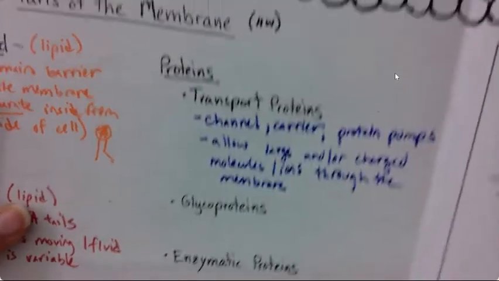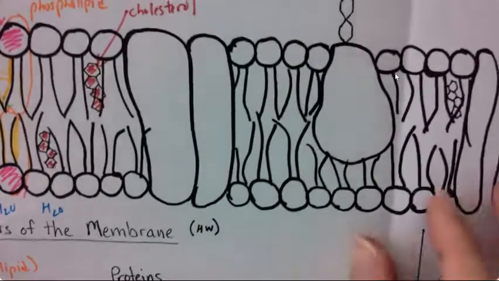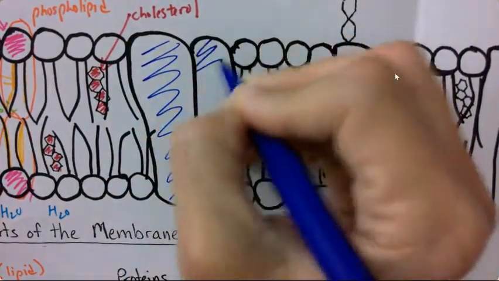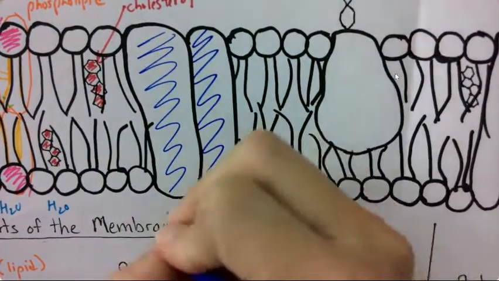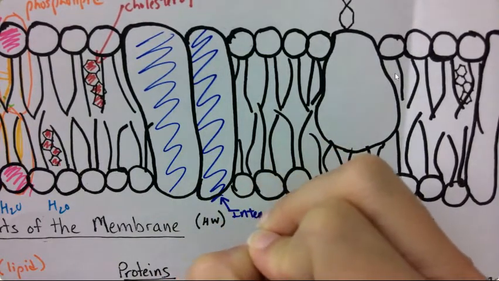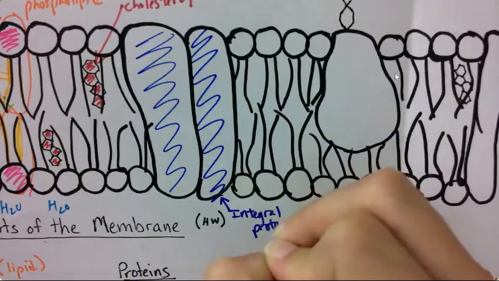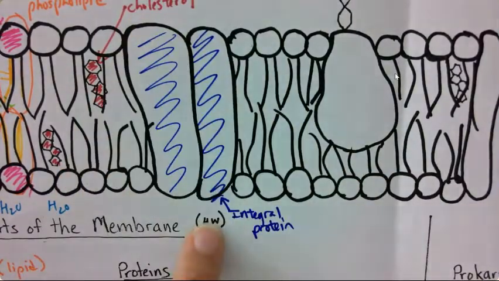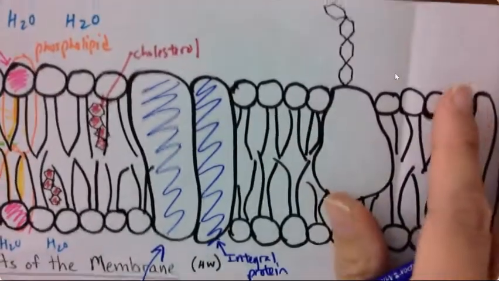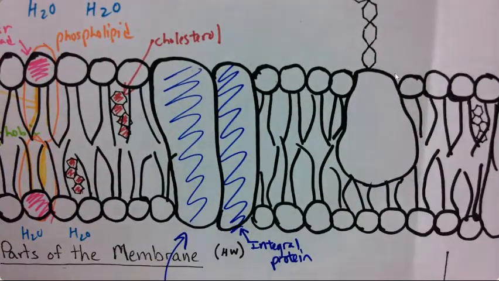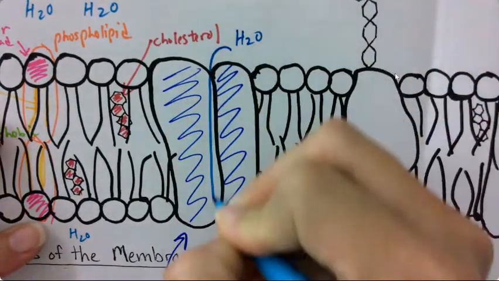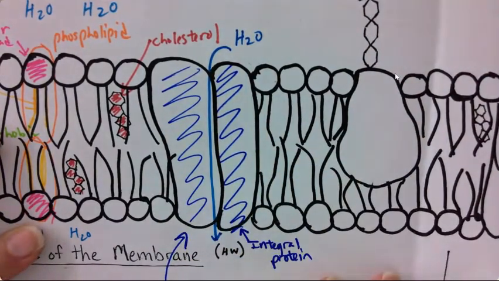Okay, so we can see this protein right here, right? This would be a transport protein. And you can see it's an integral protein because it passes all the way through the cell membrane, and it's a type of transport protein because it can allow things to pass through the cell membrane. For example, water could use this protein to be transported into and out of the cell.